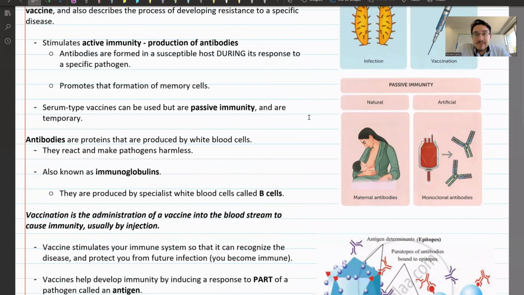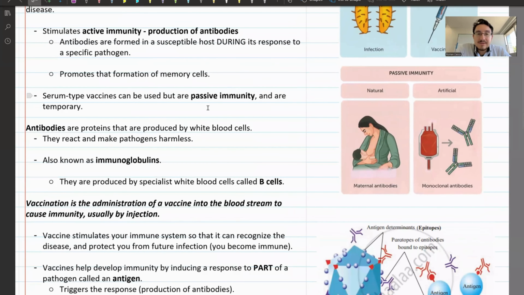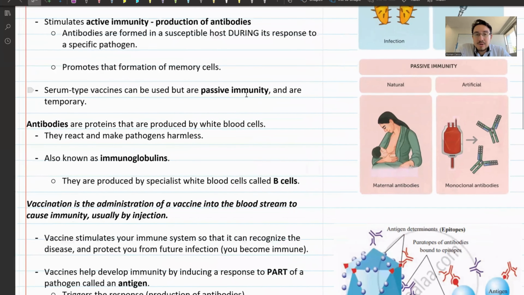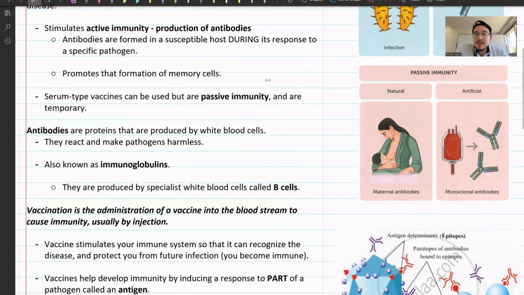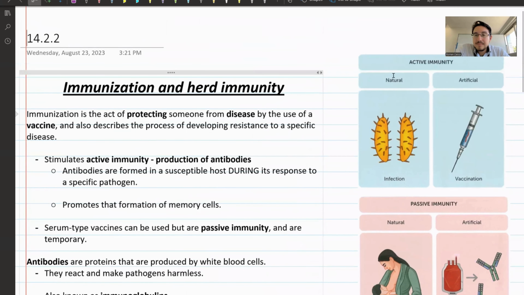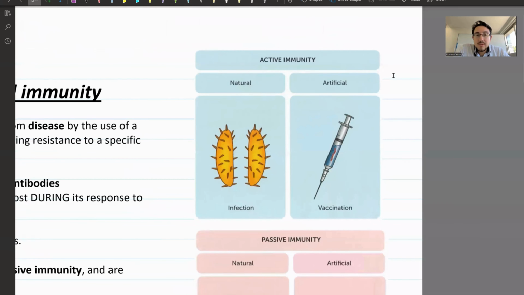Then you have serum type vaccines, which are a type of passive immunity. In a nutshell, you're collecting antibodies from other people, or from animals, and injecting them into you. Through a blood transfusion, you're passing them to your own body, but that is temporary. It's not like having your own immune system.